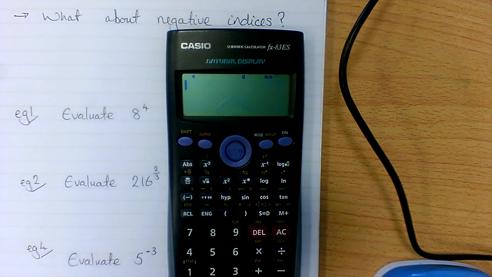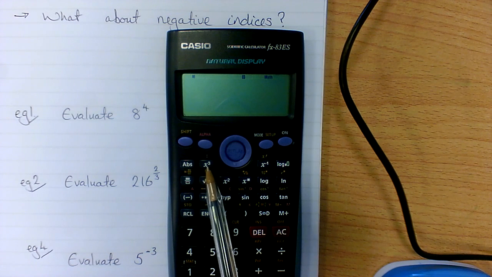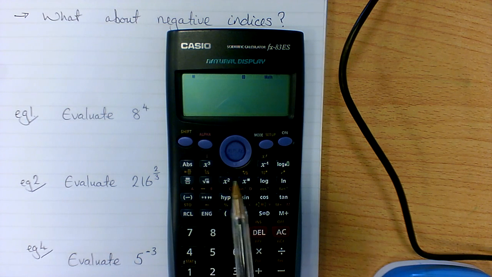So the key buttons when we've got indices are x squared, which is given to us, x cubed, which is also given to us, and then we have this x with a box. This is what we use for all powers that aren't 2 or 3.